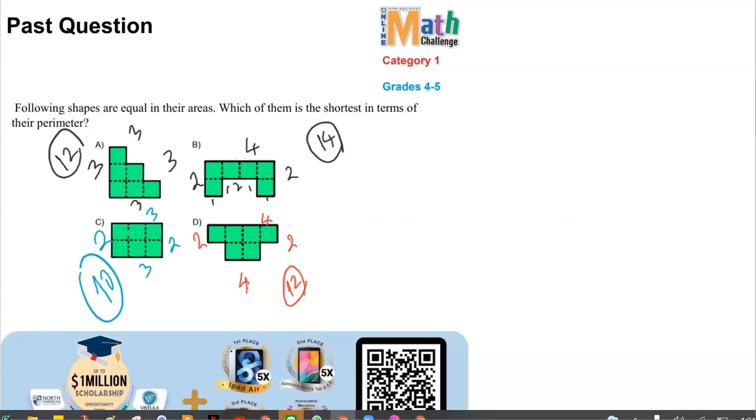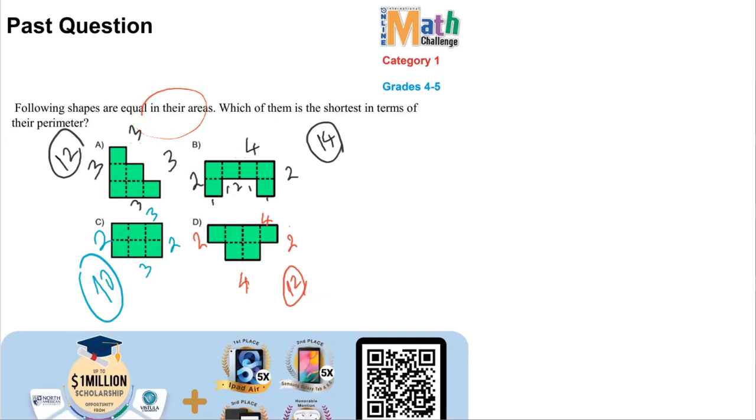So this is our first question from category 1. The question asks the shortest perimeter of these given shapes. They all have the same area, but different perimeters. So the perimeter means distance around the shape. So we will just count these units. So if we consider this as 1 unit, so 3 units, 3.